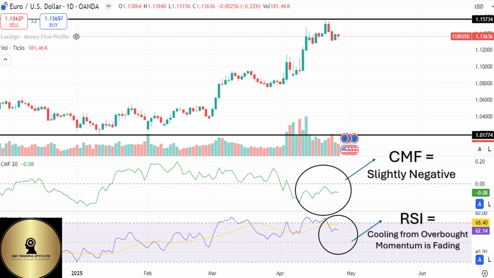If the price loses 1.13, expect corrections down to 1.12, 1.10, or even 1.096. And watch for volume spikes on big red candles and a negative CMF. Those are definitely warning signs of a deeper pullback.